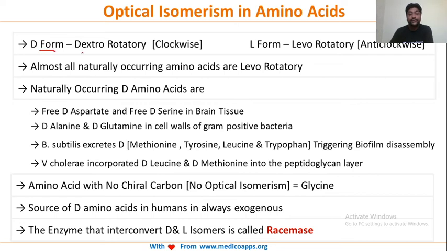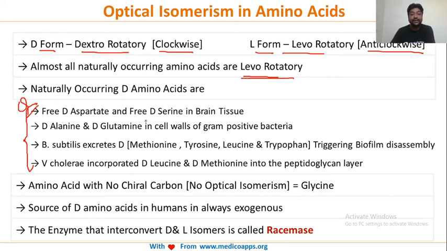The D form is called the dextrorotatory form, or clockwise. It rotates the light clockwise. The L form is levorotatory. It rotates the light anti-clockwise. All naturally occurring amino acids are L form. In carbohydrates, most of the naturally occurring carbohydrates are D form. Naturally occurring D amino acids, this is again a very, very favorite MCQ. Many times this has been asked in PGI.